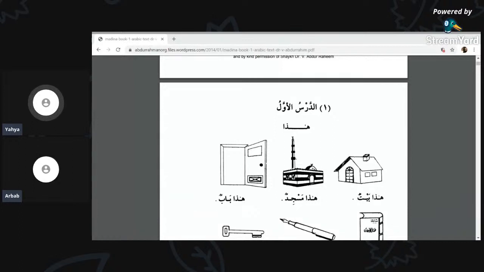We're supposed to be, as you can see on the title, studying Medina book 2, lesson 1. However, as it is our first lesson, since we completed Medina book 1, what we want to do today is quickly revise book 1. It might take the whole of this lesson, or we might be able to complete it in 10-15 minutes. We'll see how we go. We're going to start from lesson 1 of Medina book 1.